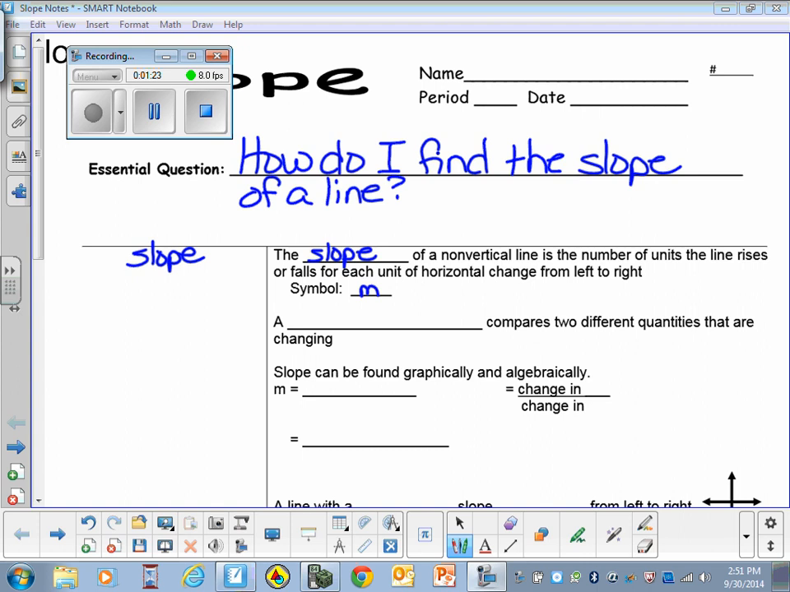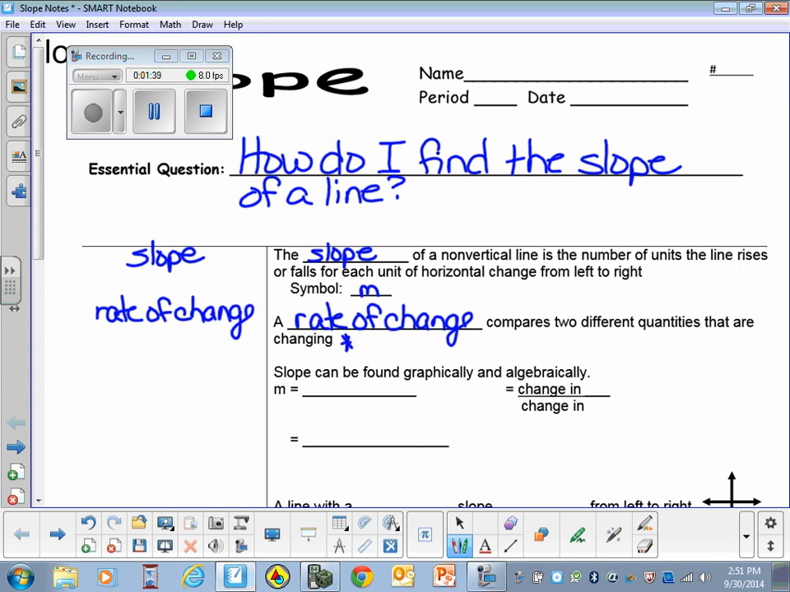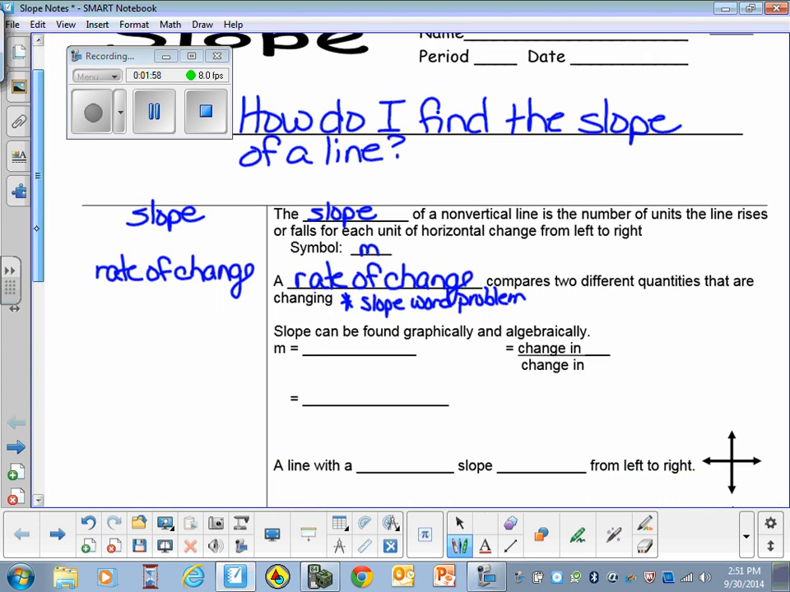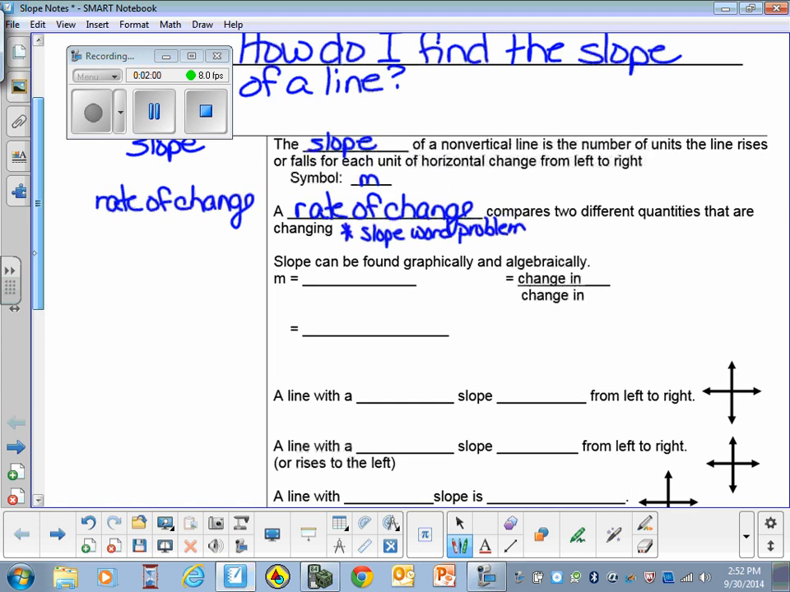A rate of change compares two different quantities that are changing. Think a slope word problem. Whenever you see rate of change, you're going to use the slope formula. They're just going to give you the information in word problem format instead of just giving you a graph or giving you ordered pairs. So there are three main ways for us to find slope.